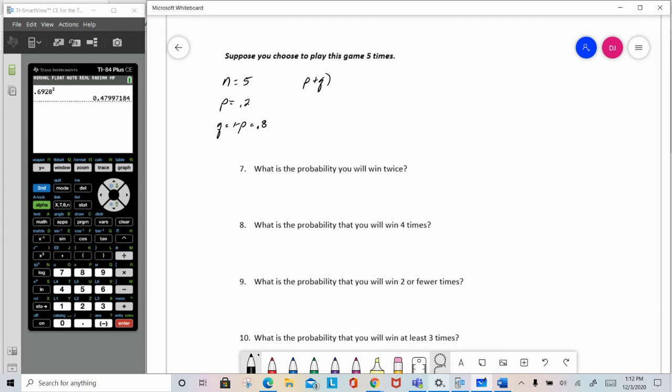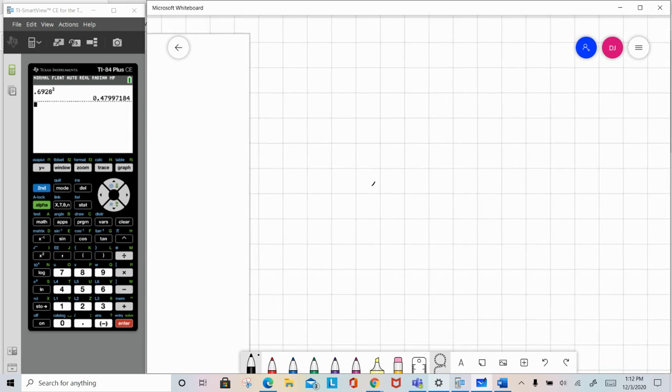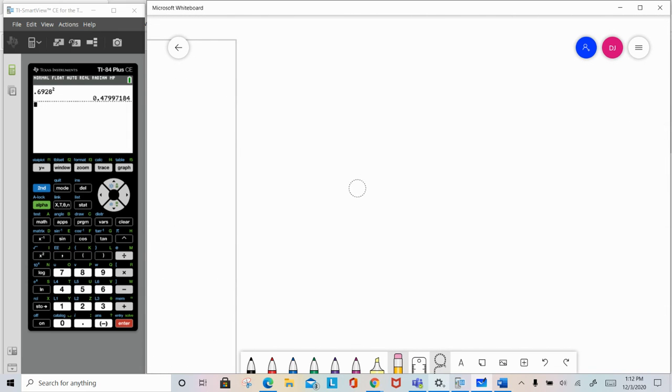P plus Q to the 5th, and I'm going to expand that. I'm going to expand this. And if you recall, we talked about combinations, right? So let's expand this. Now here's the formula. Let me take a little breather here and talk about combinations.